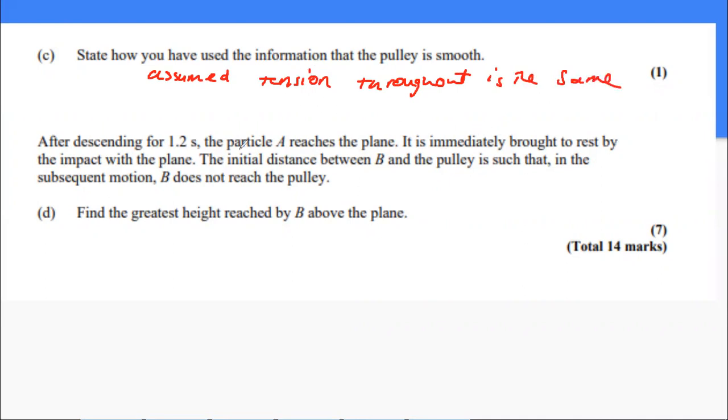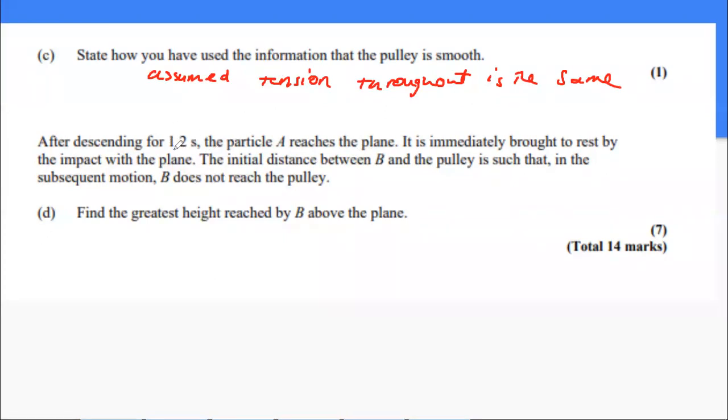Then the next part is, after descending for 1.2 seconds, the particle A reaches the plane. It is immediately brought to rest by the impact with the plane. The initial distance between B and the pulley is such that in the subsequent motion, B does not reach the pulley. There's a lot of information there, so let's break this down.